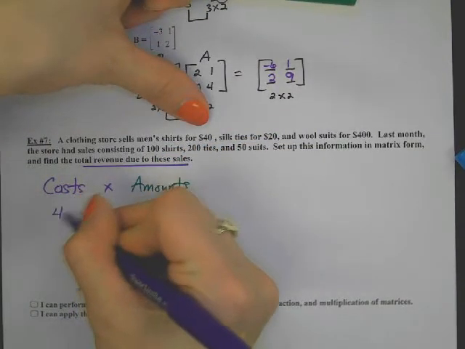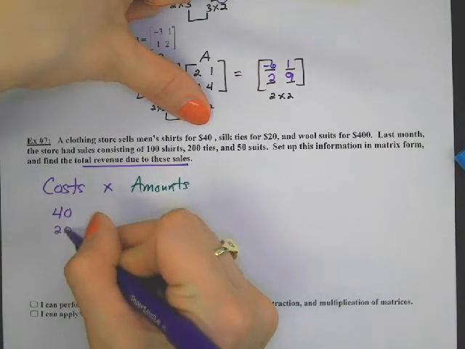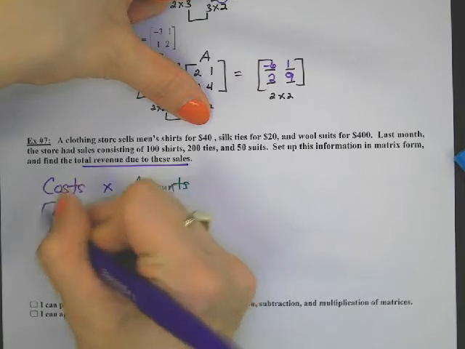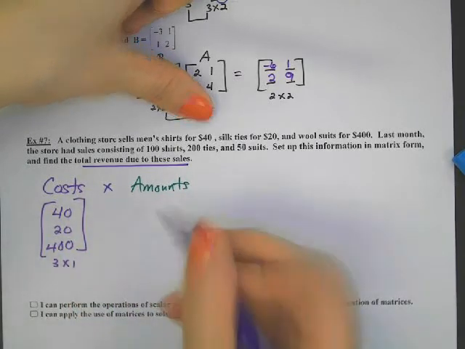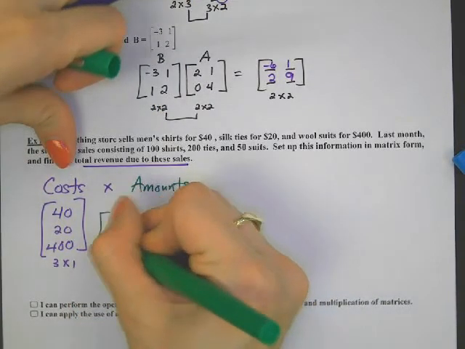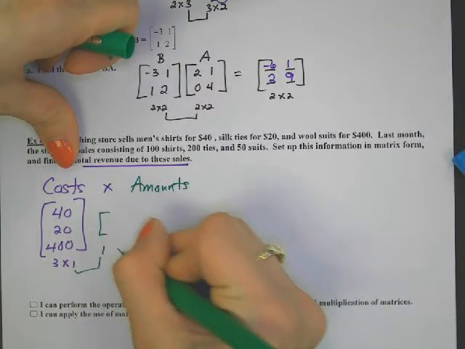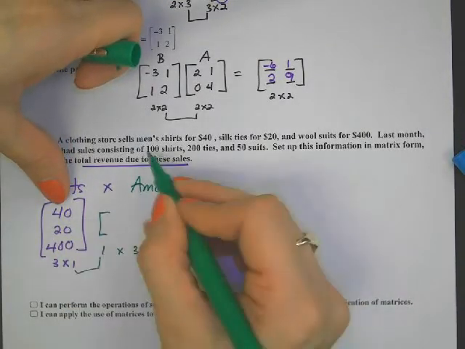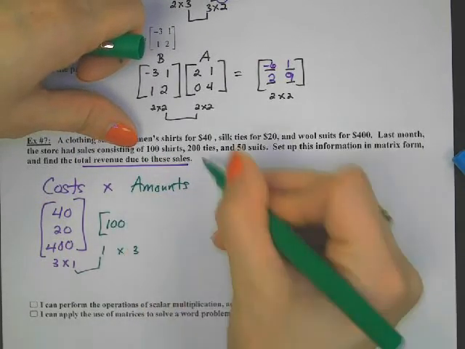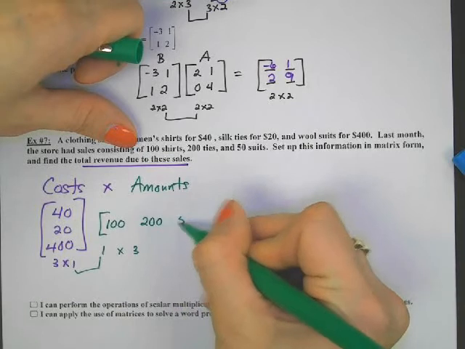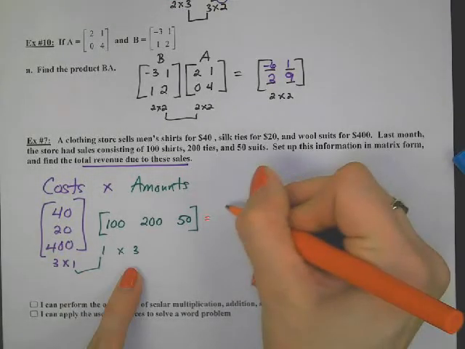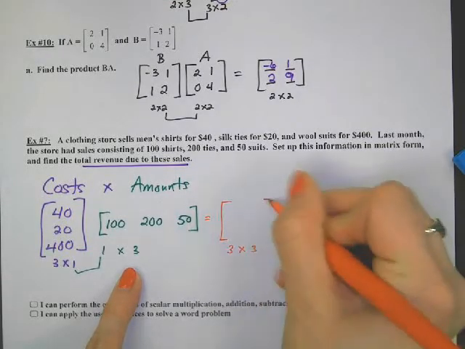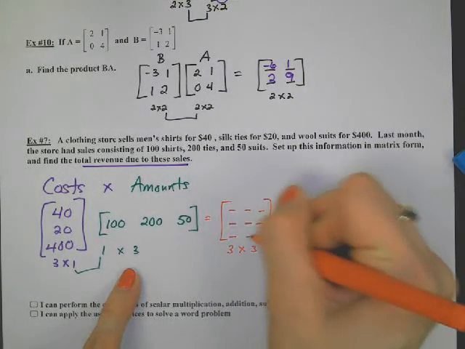So what I'll do here is put 40 and 20 and 400. Okay, we have to be careful that we do this the right way. So if this is 3 by 1, then our amounts are going to have to be matching. So I'm going to make it be 1 by 3. So how many of the shirts? 100 shirts, 200 ties, 50 suits. So that would certainly work. Okay, and so our answer is going to be a 3 by 3. It's going to have 1, 2, 3, 1, 2, 3, 1, 2, 3.